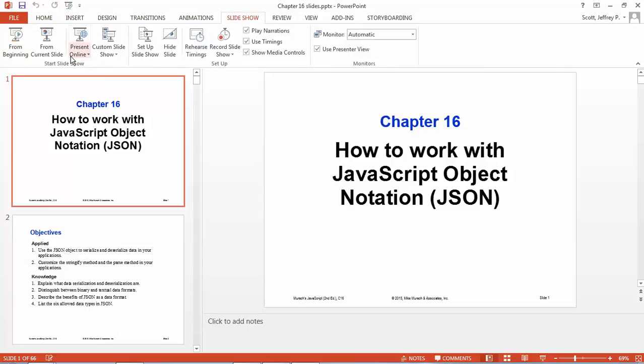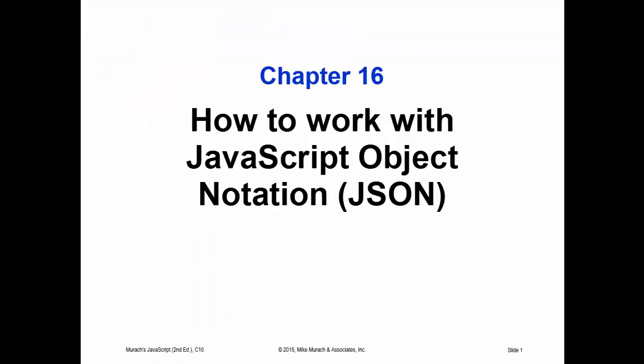We are now just about through with our book. We have chapters 16 and 17 to go. Chapter 16 begins on page 517 and is entitled How to Work with JavaScript Object Notation, or JSON. In this chapter, we're introduced, and that's all this is, an introduction to JSON.